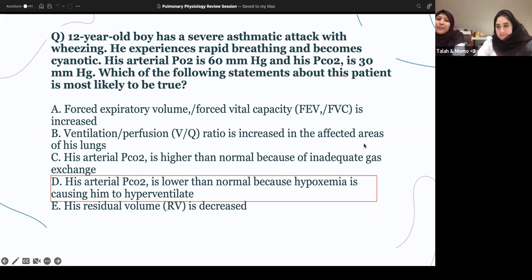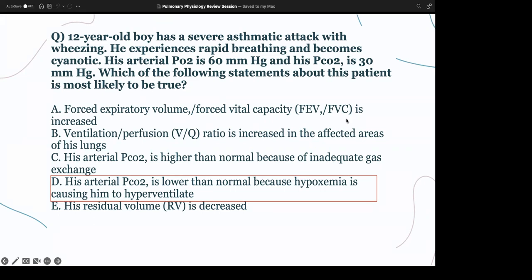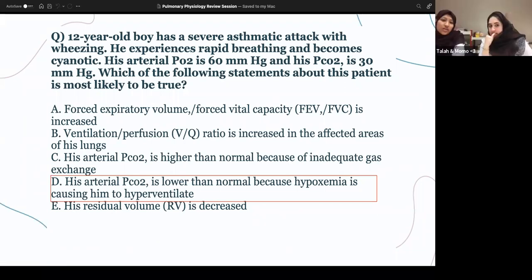Okay. Wait. Can I ask a question? Why is A wrong? Okay, we can go through all of them if you want. FEV/FVC is increased. Usually it is increased in restrictive disease, right? So not restrictive. Basically, he's having an asthma attack, which is part of COPD, the obstructive kind, and we have wheezing. So FEV/FVC is decreased. Asthma is obstructive. So basically, A is out of the way because it's obstructive, not restrictive.